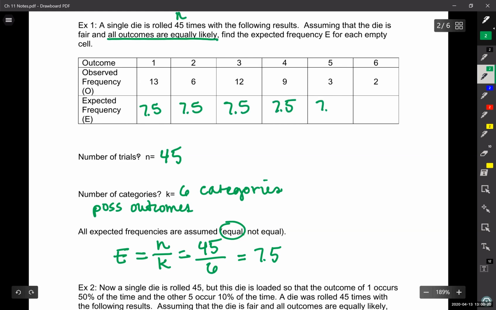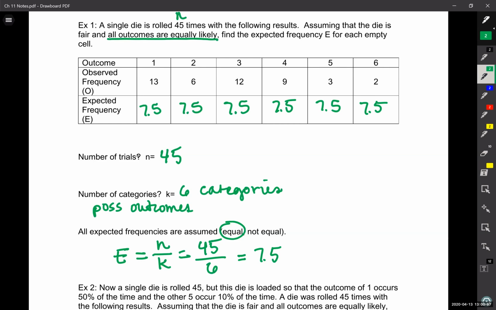Now, the mathematical model is the exact, in a perfect world, what would happen? Well, 7.5 times we would get a 1. 7.5 times we would get a 2. But we're not rolling a half times. So really going to match up with the mathematical model. So it's okay to have decimals in the expected frequency. That's just, in this case, all outcomes are equally likely. If all things are equal, if I divide 45 up into 6 groups, each group gets 7.5.